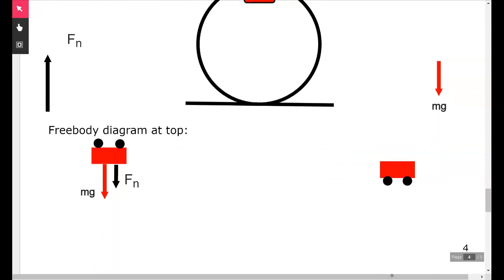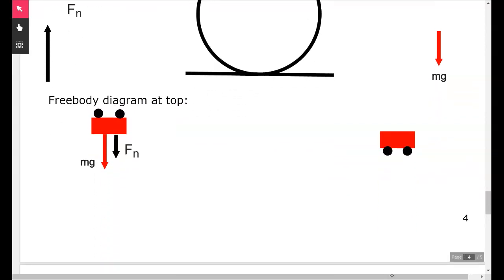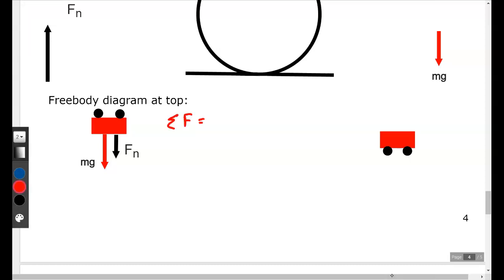So they provide the centripetal force because they're pointing towards the center. Let's do the sum of the forces equals ma, which equals mv squared over r. There are two positive forces. Why? Because they go towards the center. So the weight and the normal force provide the centripetal force, which is mv squared over r.